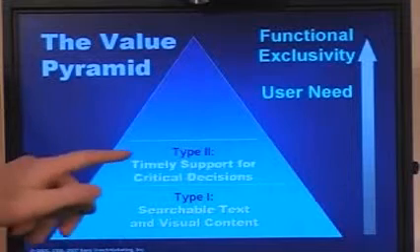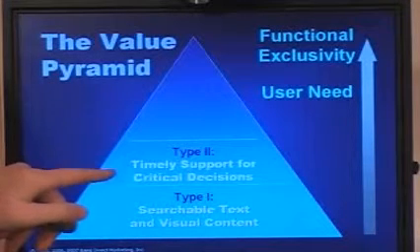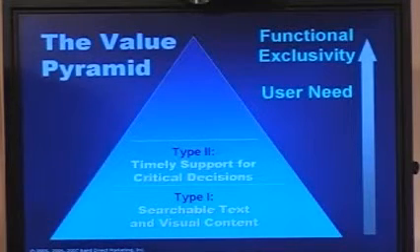Next up is type 2 category, which is timely support information for critical decisions. These are investment sites, for example, like Morningstar.com, buyer sites like ConsumerReports.org, which provides more up-to-date brand ratings and model ratings than can be provided in a magazine that comes out once a month. These are updated on an ongoing basis.